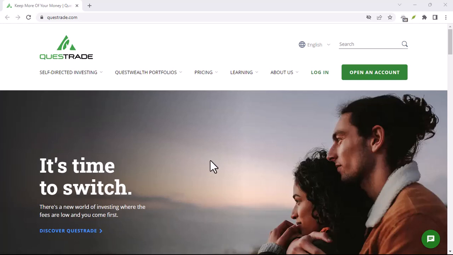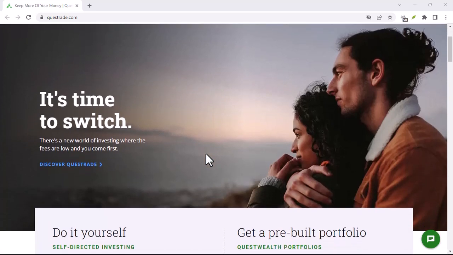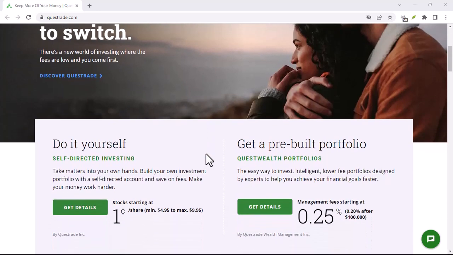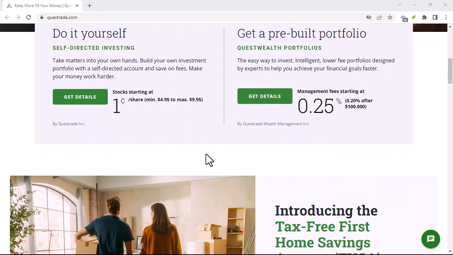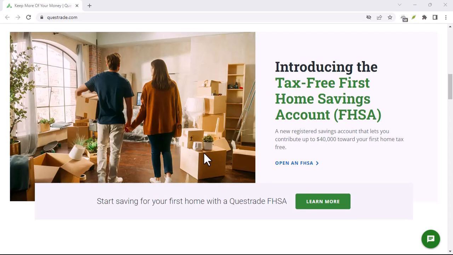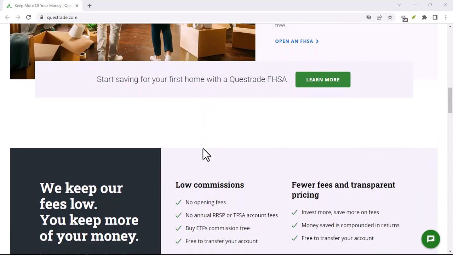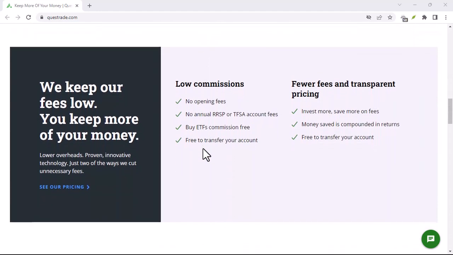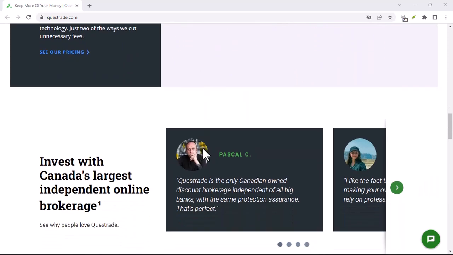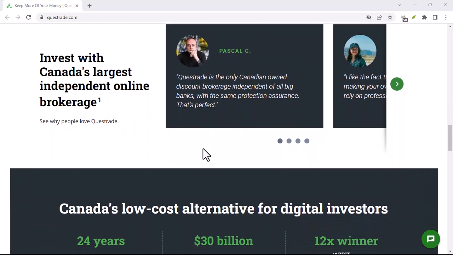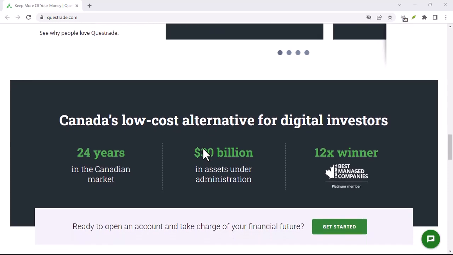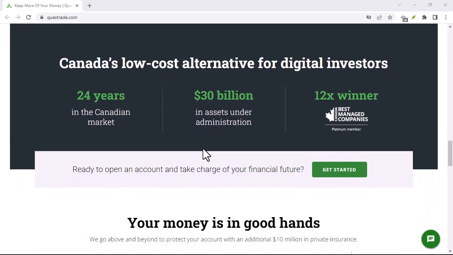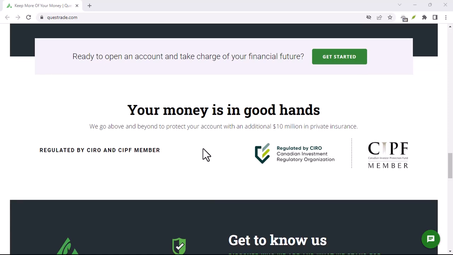Questrade Options Trading Account. If you're interested in trading options, you can open a Questrade Options Trading Account. This type of account gives you access to a variety of option strategies. Questrade Futures Trading Account. If you're interested in trading futures, you can open a Questrade Futures Trading Account. This type of account gives you access to a variety of futures contracts.